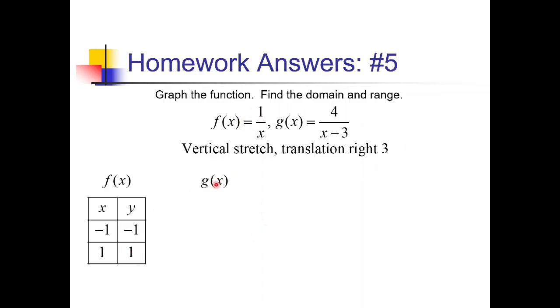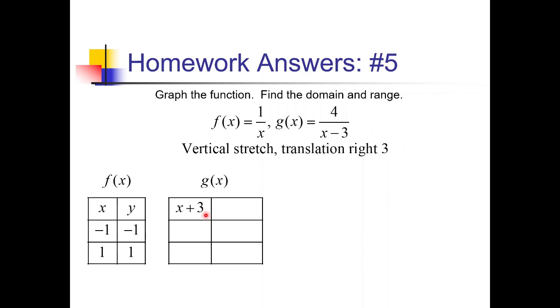For my g table now, for my x's, since I'm going 3 to the right, I have to do x plus 3 for that rule. And for the y's, this stretch here is going to make me do 4 times the y values. So we're changing the x's and the y's on this one. Kind of exciting. So for my x's, I've got -1 plus 3, which is 2, and 1 plus 3 is 4. For the y's, we have 4 times -1 is -4, and 4 times 1 is 4.